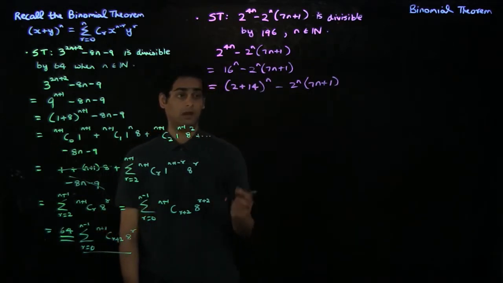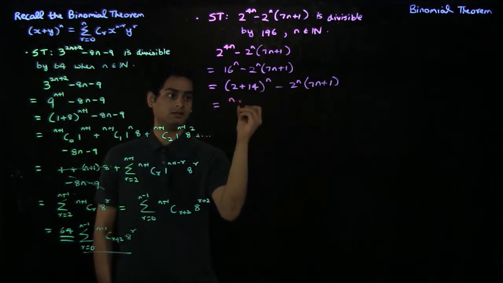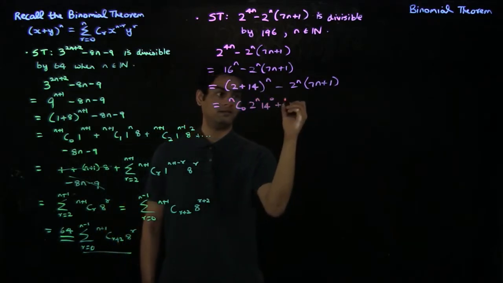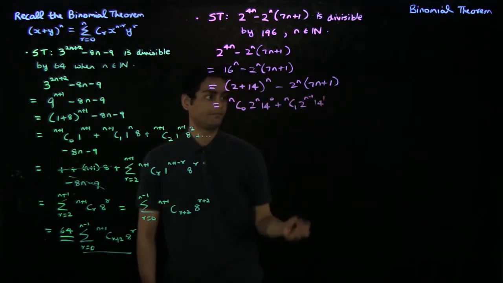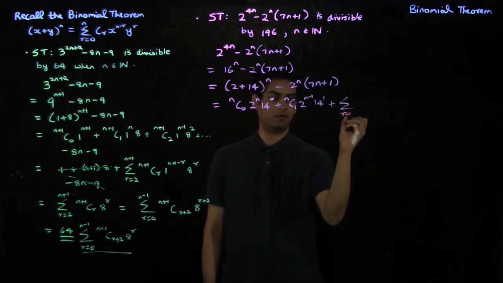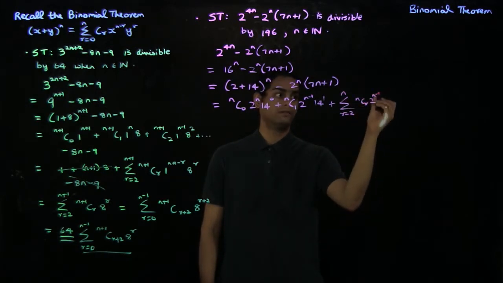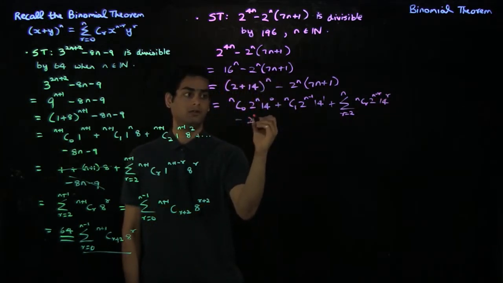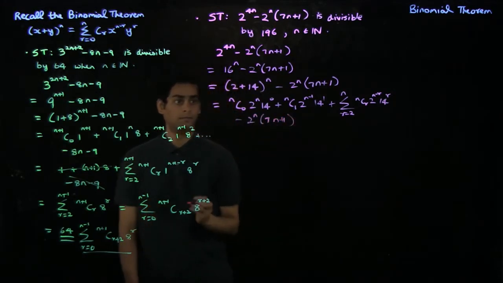So let's go through the motions again and use the binomial theorem to show that this is nothing but nC0, 2 power n, 14 power 0, plus nC1, 2 power n minus 1, 14 power 1, plus, let's rewrite the higher order terms as summation r equal to 2 to n, nCr, 2 power n minus r, 14 power r. And we subtract the original 2 power n times 7n plus 1 from this expansion.